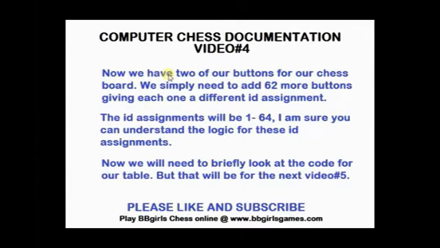Alright, now we have 2 of our 64 buttons for our chessboard. We simply need to add 62 more buttons and give each one a different ID assignment. The ID assignment will be 1 through 64. And I'm sure you can understand the logic for these ID assignments. 1 through 64 IDs with 64 squares. Now we'll need to briefly look at the code for our table. But that will be for the next video, video 5.